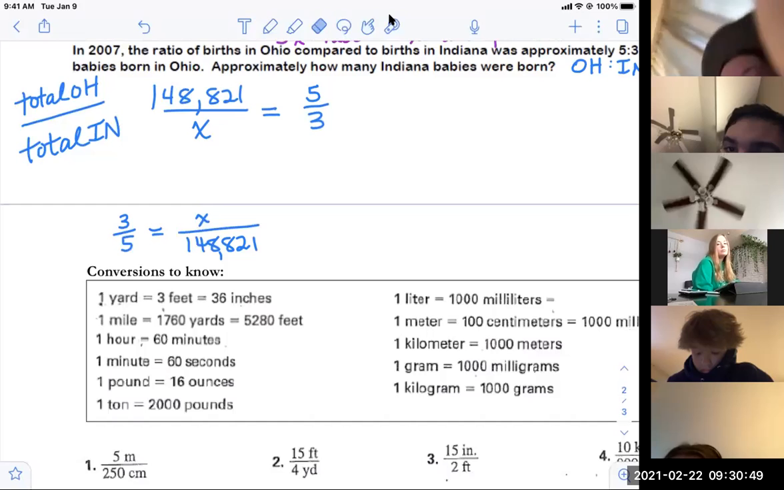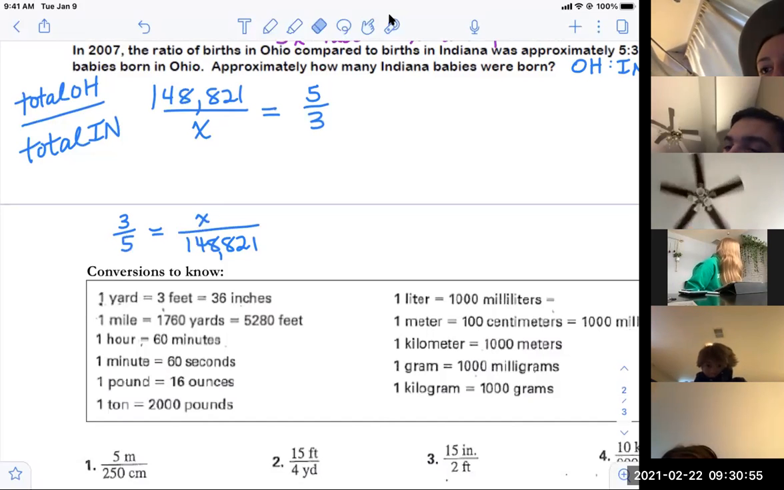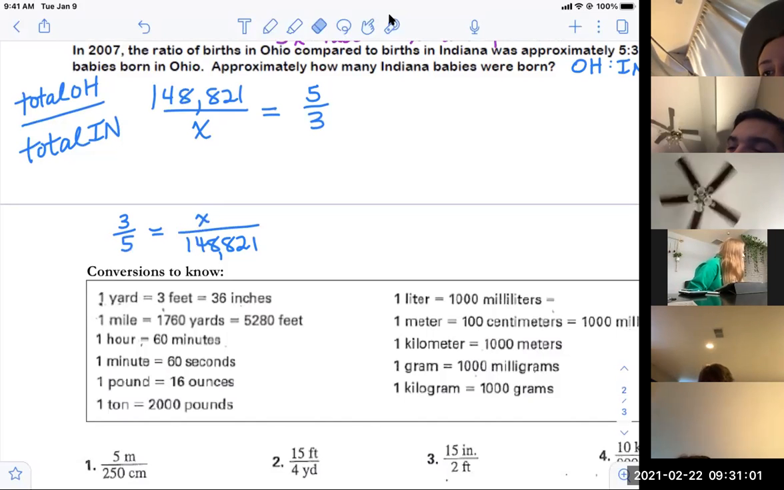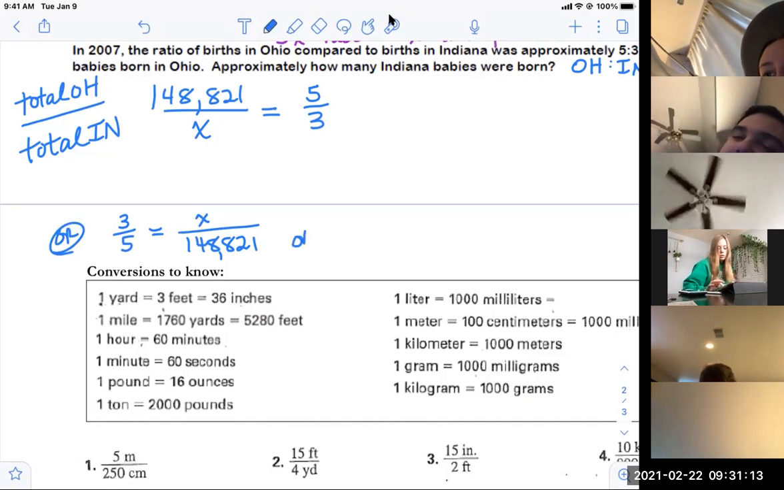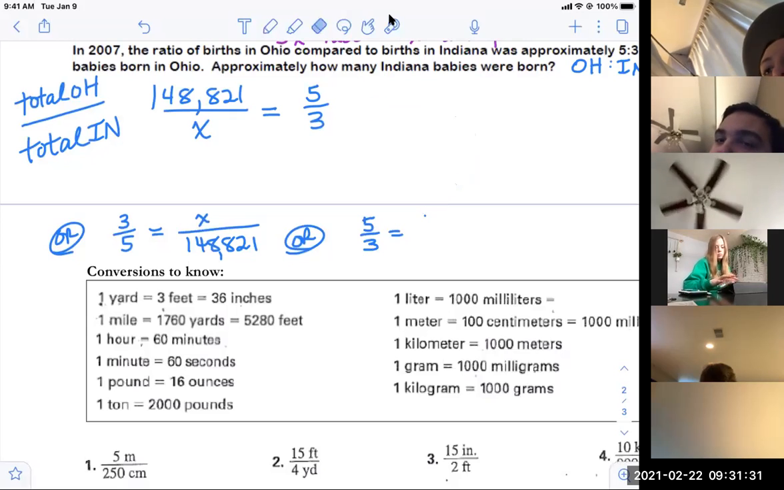Someone, again, who has not answered a question today. Rylan, can you give me another way to set up that proportion? Can you just flip the last equation there? Just 5/3 equals 148,821 over X. That's the same thing as the last one, just the sides switched, right?